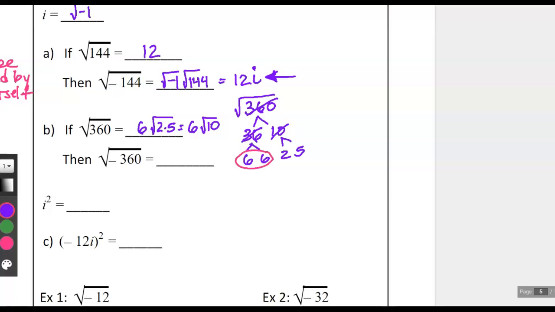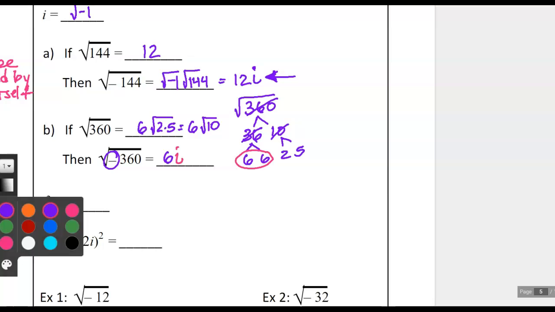No one has an educated guess for what our answer is going to have in it. Instead of it just being 6 square root 10, what should there be, now that there's a negative in the square root? An I. There's going to be an I in the answer. The I always goes after the number outside of the square root, like this.